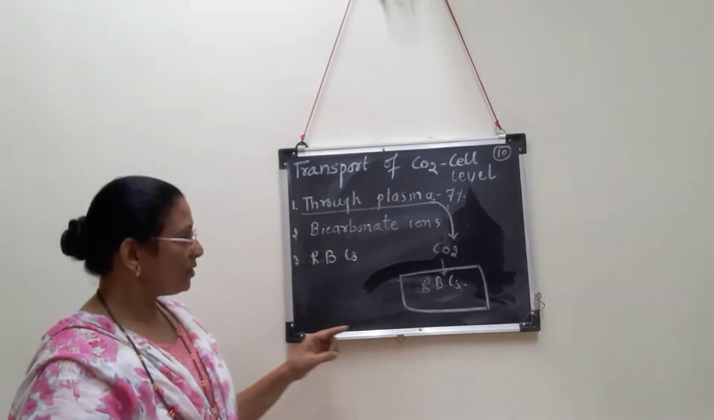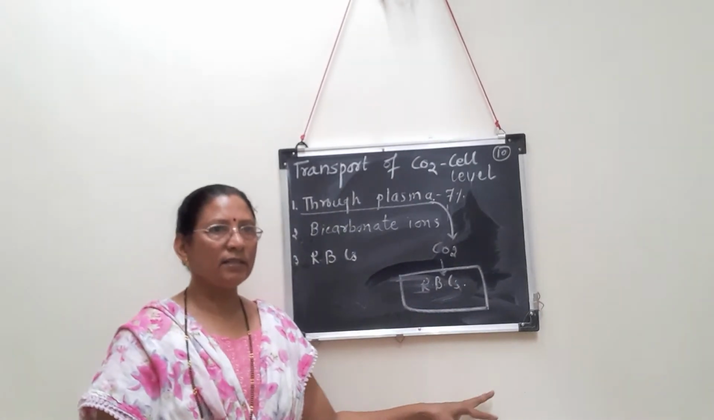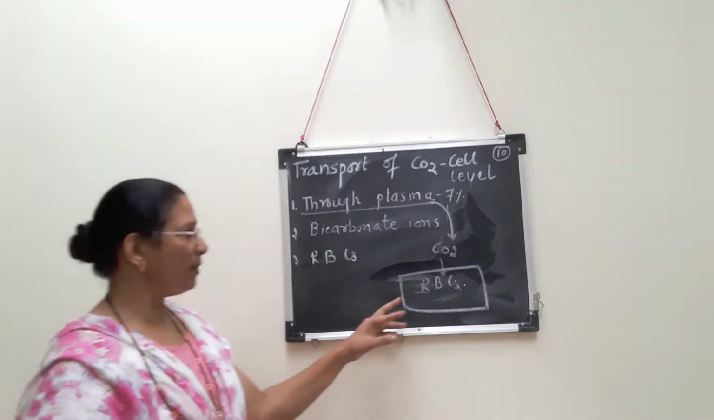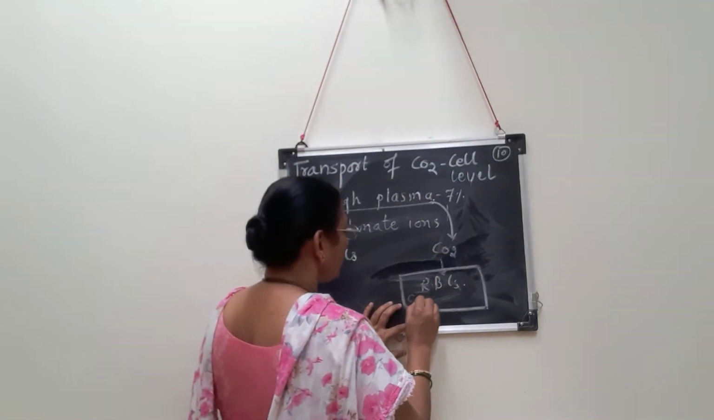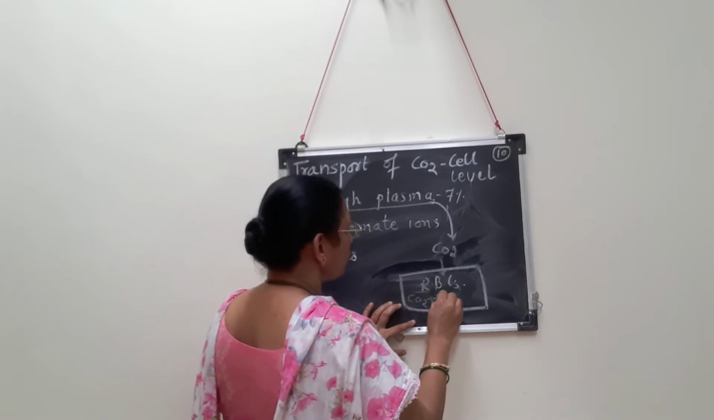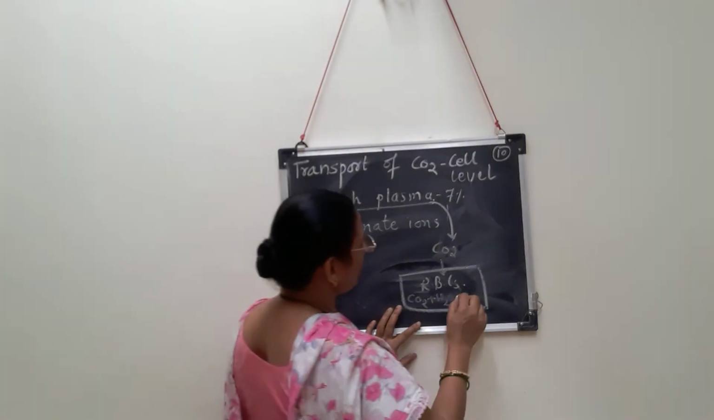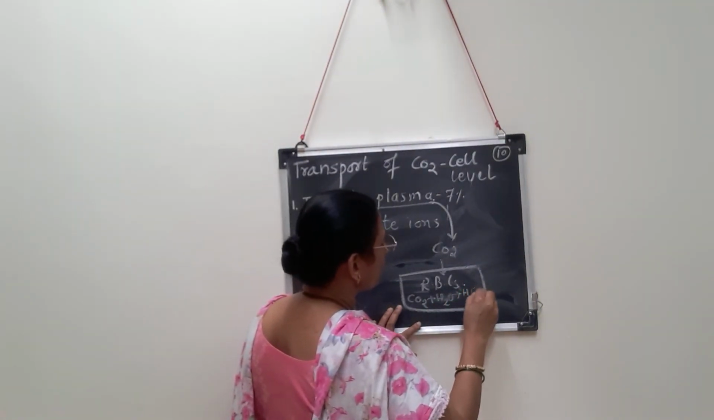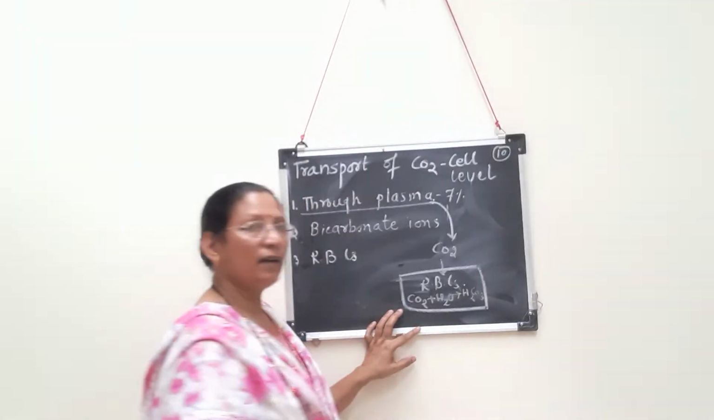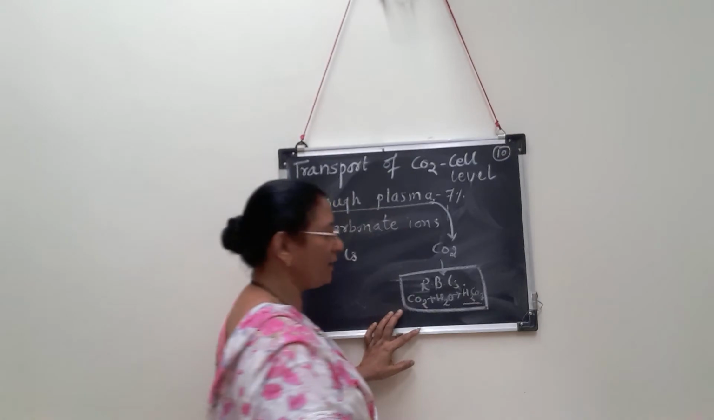In the RBCs, one enzyme is present called carbonic anhydrase. This carbonic anhydrase is responsible for the combination of CO2 plus H2O. So CO2 plus H2O results in formation of what? It results in formation of H2CO3, as we have studied earlier. So again here carbonic acid is formed.